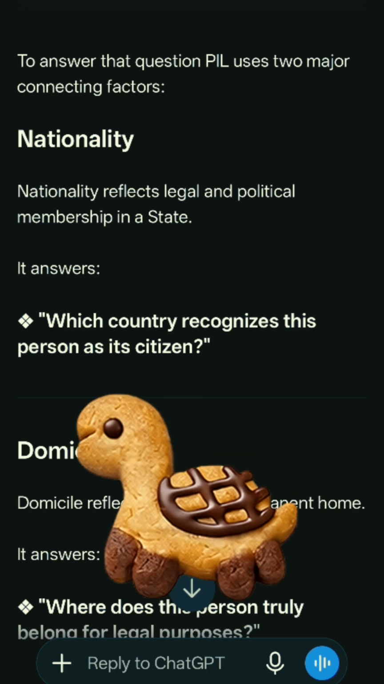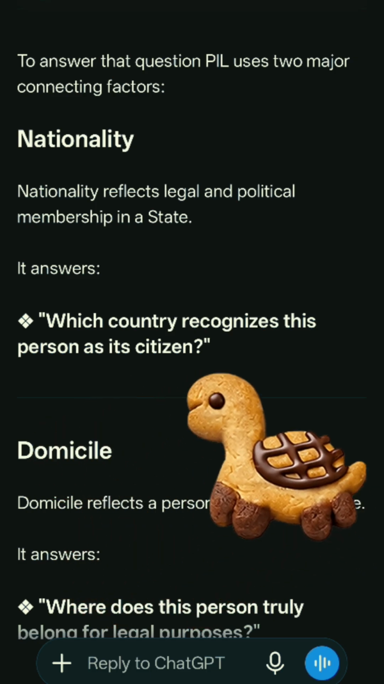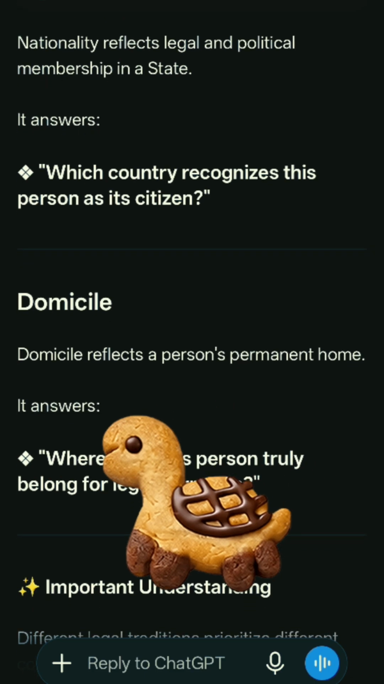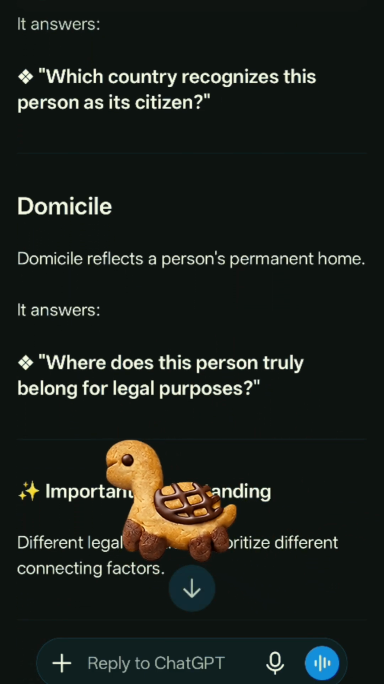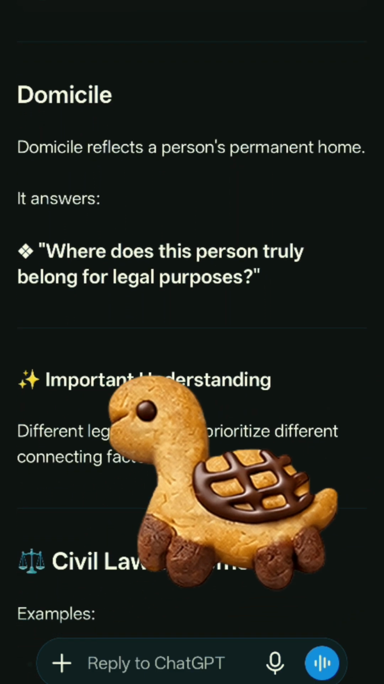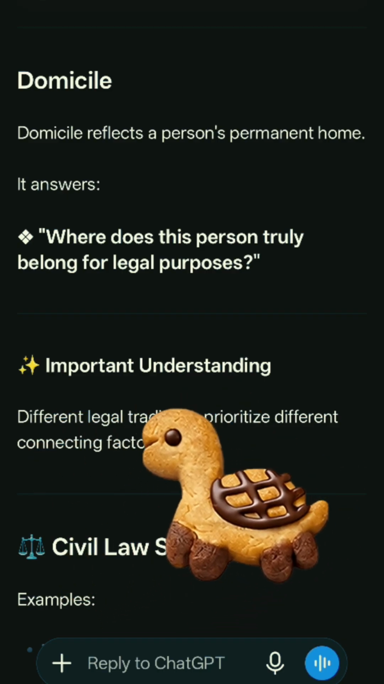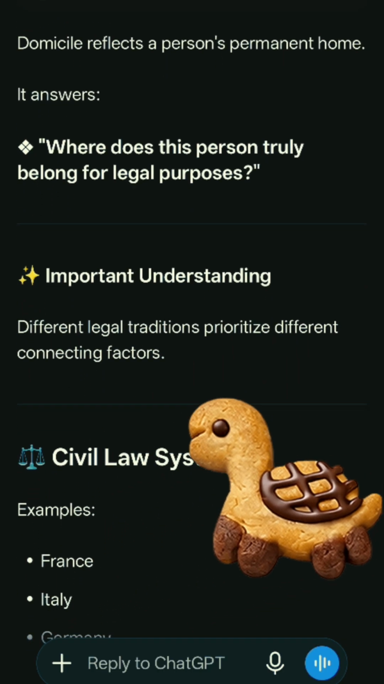Nationality. Nationality reflects legal and political membership in a state. It answers, which country recognizes this person as its citizen? Domicile. Domicile reflects a person's permanent home. It answers, where does this person truly belong for legal purposes?